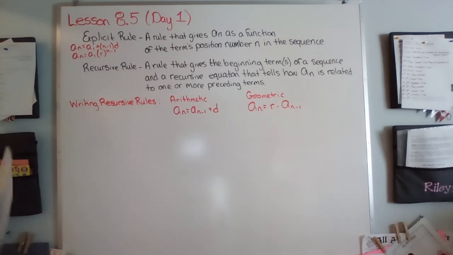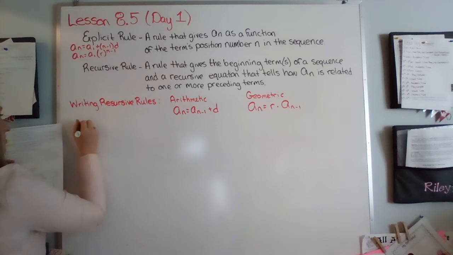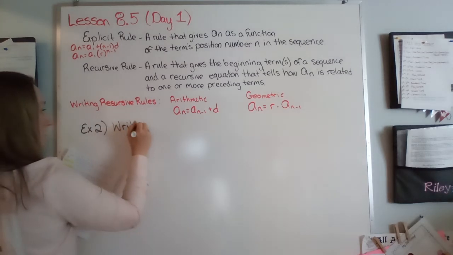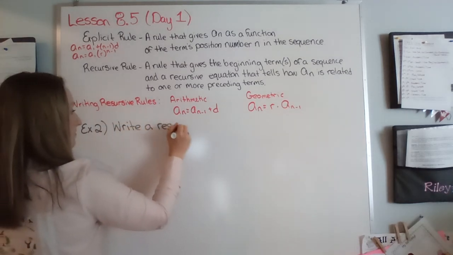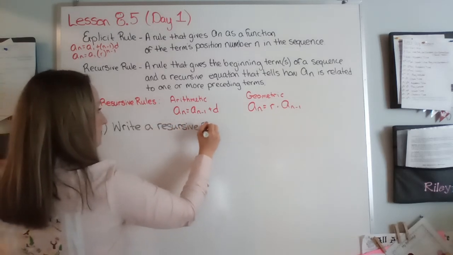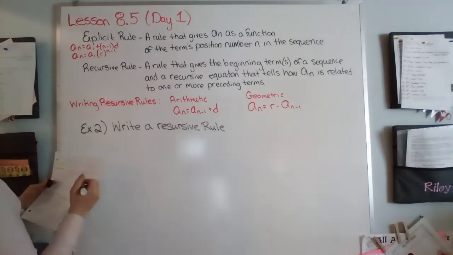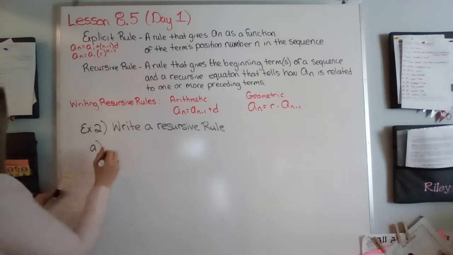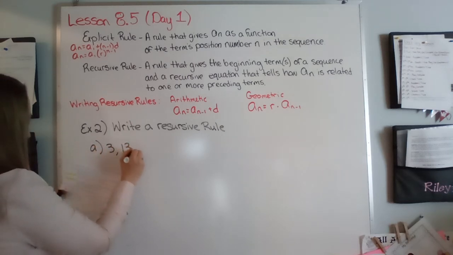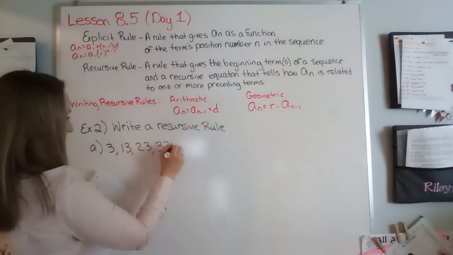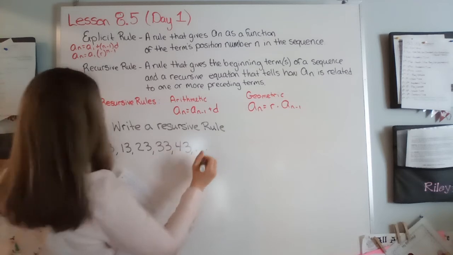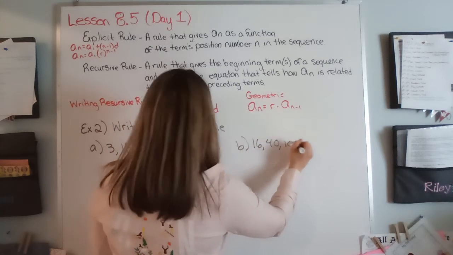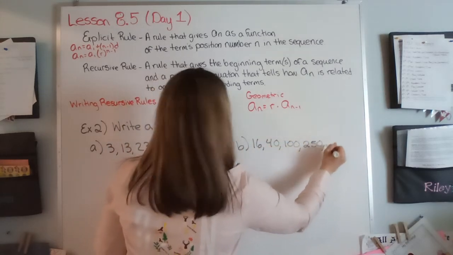Okay, so for the next example, example 2, the directions are going to be write a recursive rule. And we actually have 4 different problems within this one. So I'll probably do A and B, erase, and then do C and D. So we have A: 3, 13, 23, 33, 43, and B: 16, 40, 100, 250, and 625.